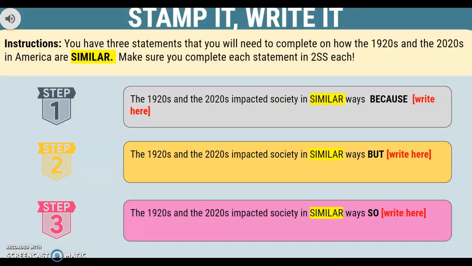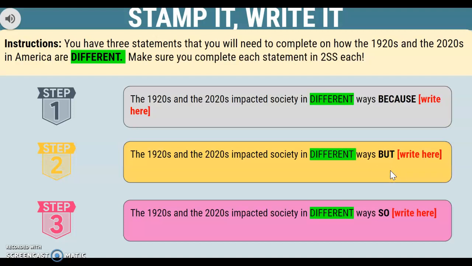We're now going to get started on our writing, so we're going to stamp it and write it. You have 3 statements you need to complete on how the 1920s and the 2020s in America are similar. Make sure you complete each statement in 2 scholarly sentences each. Use the sentence frame on the slide to help you.